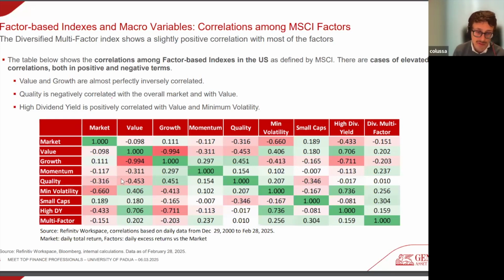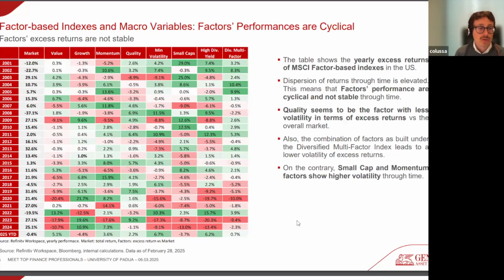So this is a very important feature, because usually this means that multi-factors tend to have smaller drawdowns and could potentially have higher return potentials. Let's have a look at what actually happened in the past 25 years, plus 2 months for this year, for the market. First column again, and then the excess return of each factor versus the market.